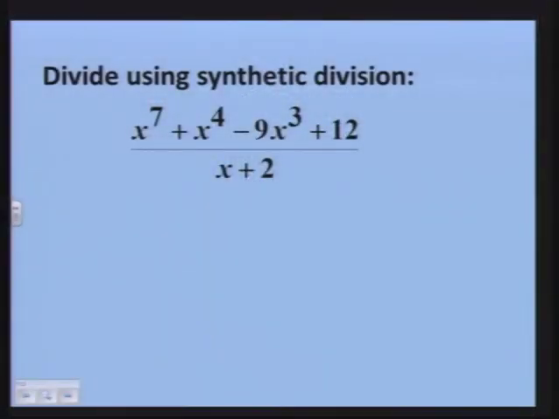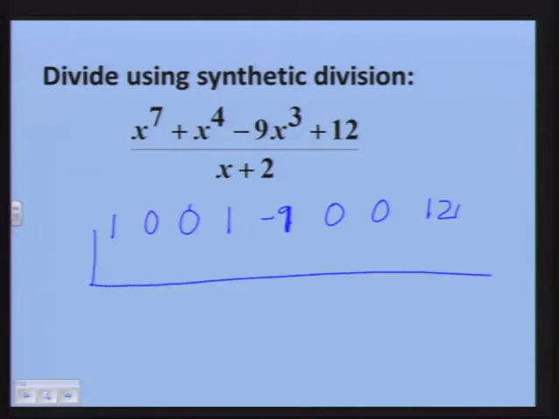One more time with synthetic division and placeholders. We are missing an x to the 6th and 5th. That's a little too much to squeeze in there, so let's just look at it as we go. 1x to the 7th, no x to the 6th, no x to the 5th, 1x to the 4th, minus 9x cubed, no x squared, no x. I'm going to put that 12 way over so I won't think that it's something that it's not.